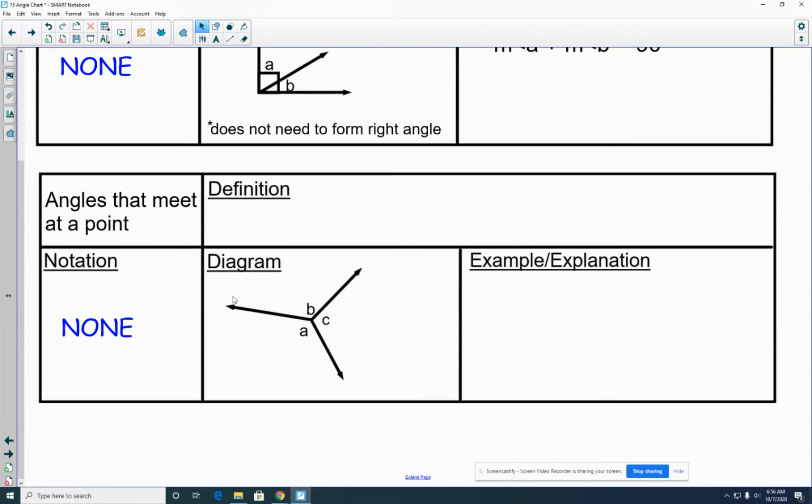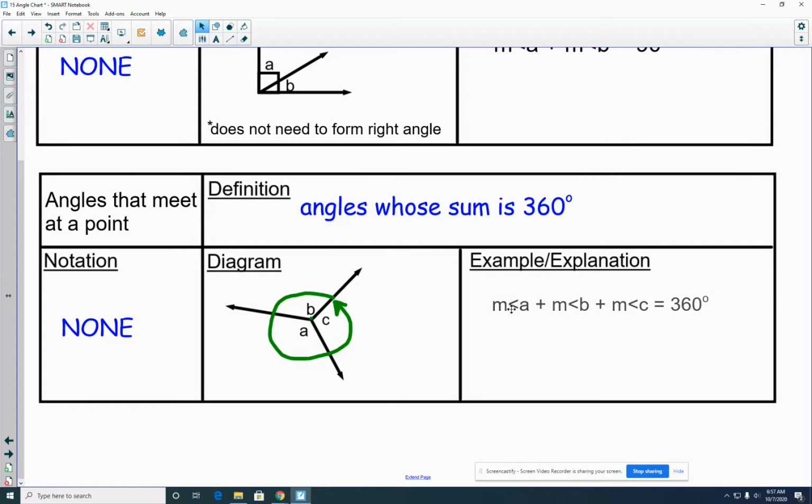Okay? And then finally, we have angles that meet at a point. So take a look here. All of these angles share this point right here in common. And if I go from one angle all the way around to the other angle, it forms a big circle, right? So here it gave me a box, here it's giving me a circle. These angles that meet at a point are angles whose sum is 360. So then I could say the measure of angle A plus measure of angle B plus measure of angle C equals 360 degrees. Okay.